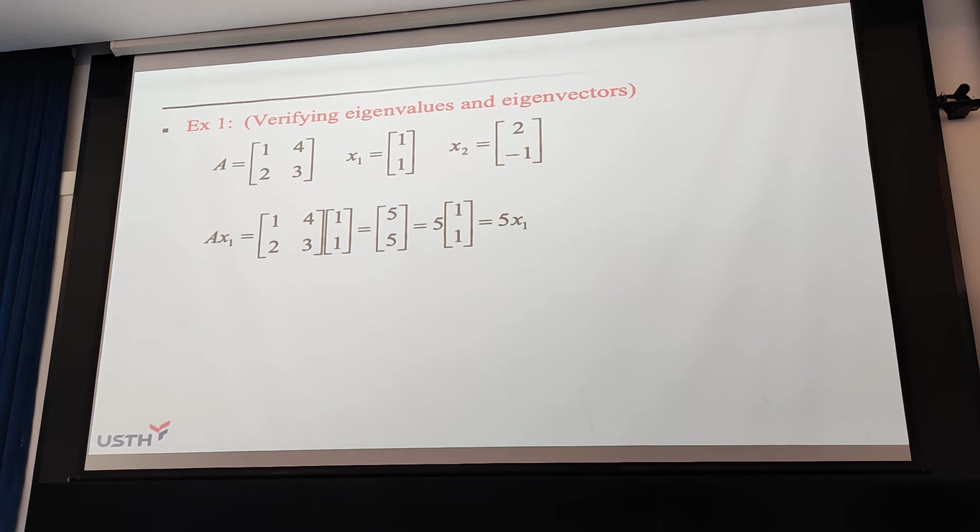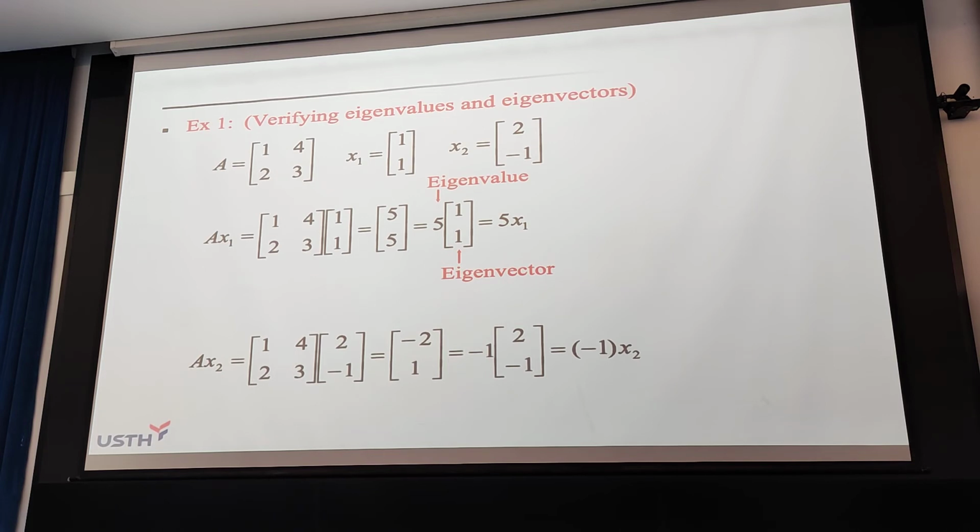Now we take A multiplied by x1. Now I suppose that it's very easy for you to do it now. The result is here. You get 5 times of 1, or you get 5 times of x1. So because of that, the number 5 is an eigenvalue of A. And the column x1 will be the eigenvector of A. The next one, I multiply A by x2, you get that one.